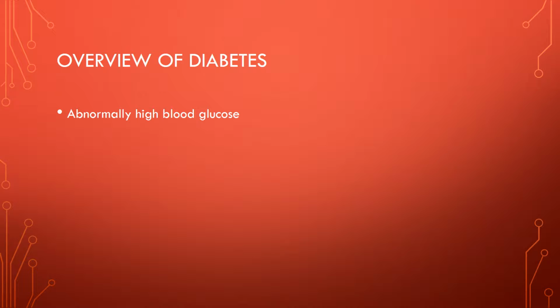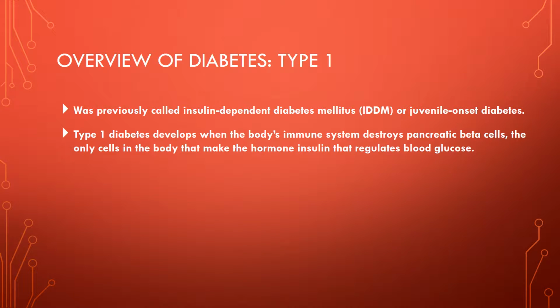So diabetes, from a general sense, is when blood glucose or blood sugar is abnormally high. This can be measured by taking a blood sample and assessing the amount of glucose or sugar in the blood. And you're probably aware of at least two types of diabetes. We call them type 1 and type 2. And then there's a third type that I want to discuss as well, which is called gestational diabetes, and this develops during pregnancy. So let's start with type 1 diabetes.